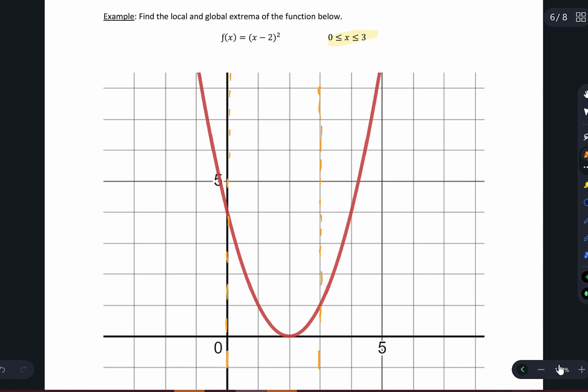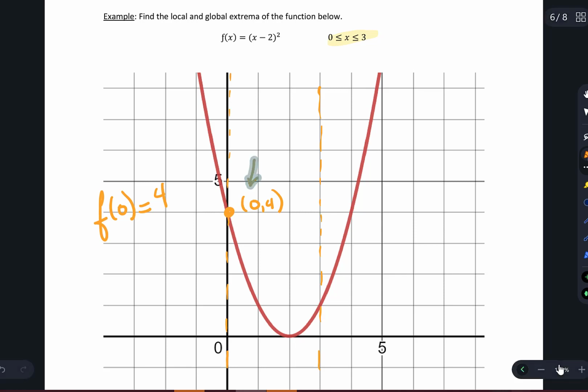All right, so looking at this interval here, I can see that the highest point that the function takes occurs here at the end point when x is equal to 0. And so notice when x is equal to 0, we can evaluate f at 0. And so that's going to be equal to 0 minus 2, which is negative 2 squared, which is equal to 4. So here we have the point 0, 4.